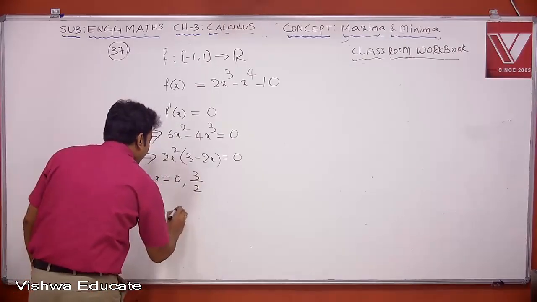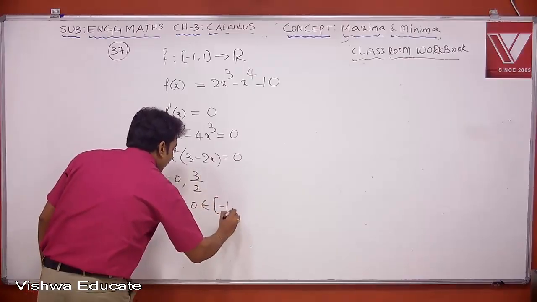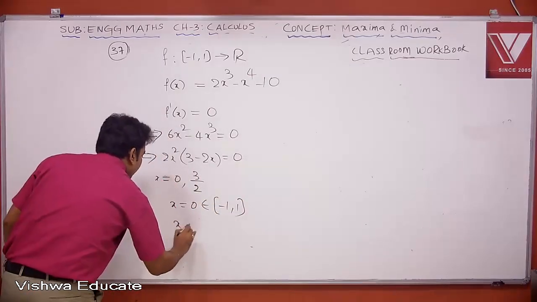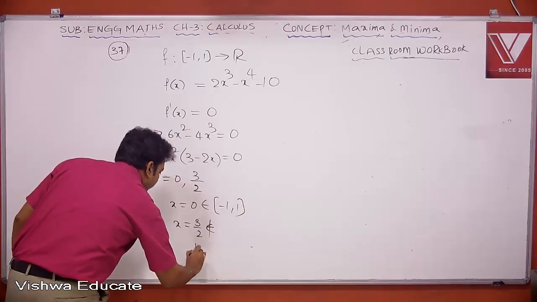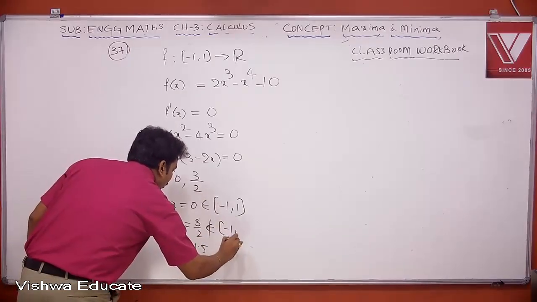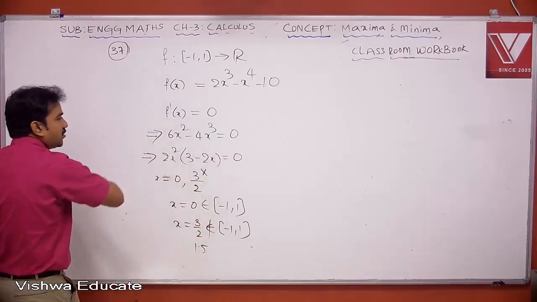But actually x equal to 0 belongs to the closed interval -1 comma 1. But the stationary point x equal to 3 by 2, 3 by 2 means 1.5, does not belong to the closed interval -1 comma 1. So ignore the second stationary point.